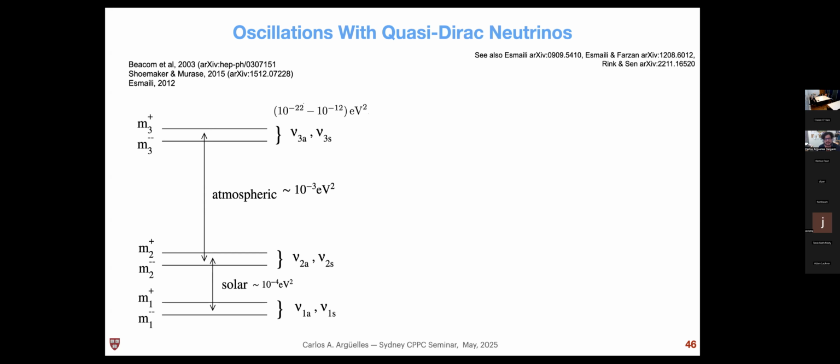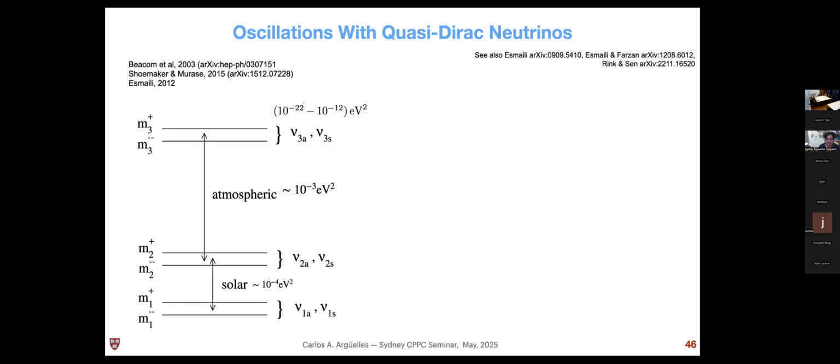Well, if you look at constraints from solar experiments, it cannot be larger than 10 to the minus 12 electron volt squared. And if you take models where this MR term is coming from lepton number breaking that is broken at the Planck scale, you end up getting theories that claim that this delta m squared can be as small as 10 to the minus 22 electron volt squared. So that is the range of interest.